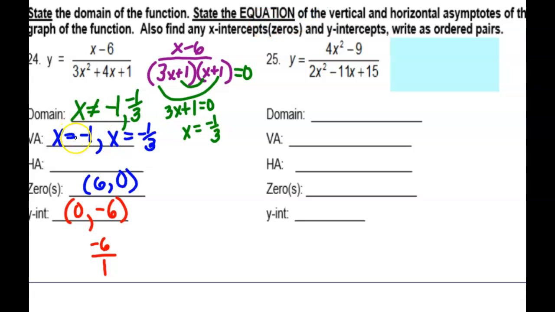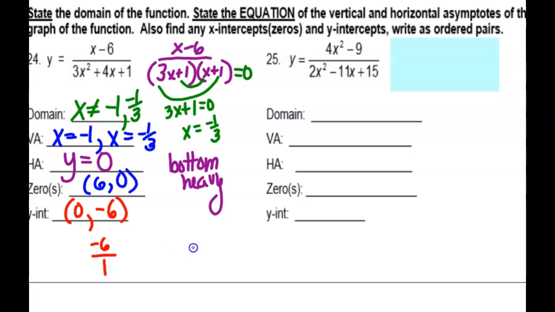All right, and then we have the horizontal asymptote. This one is bottom heavy. Everybody with me or not? Anybody doesn't know what that means? It was a degree 1 over a degree 2. There was an x squared in the denominator, but only an x on the top. Bottom heavy says it has a horizontal asymptote at y equals 0.